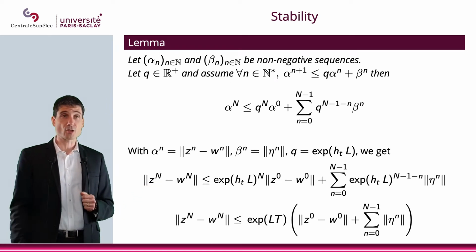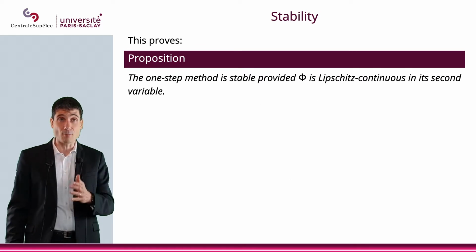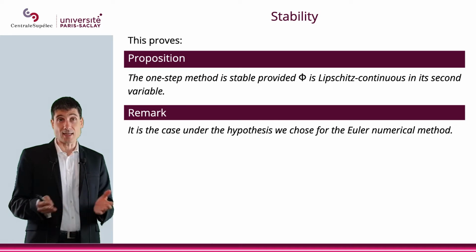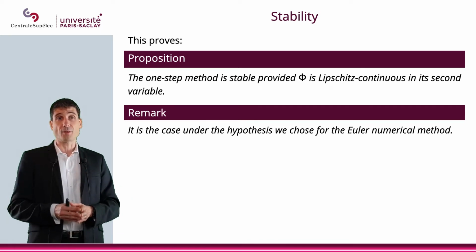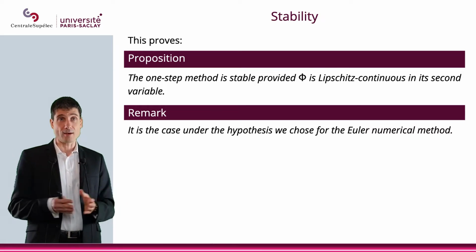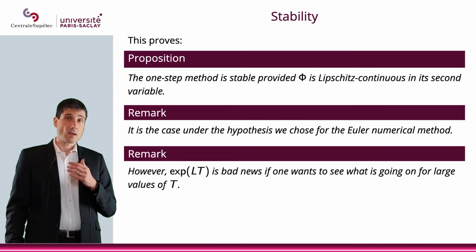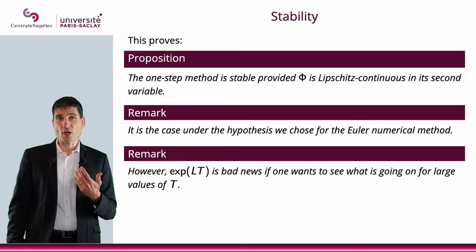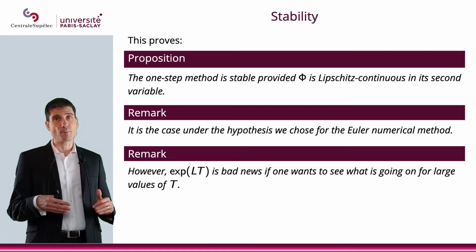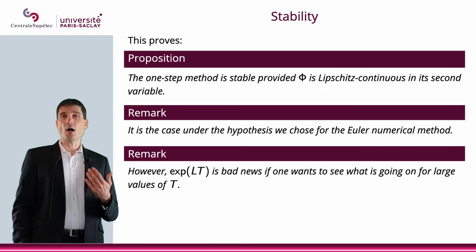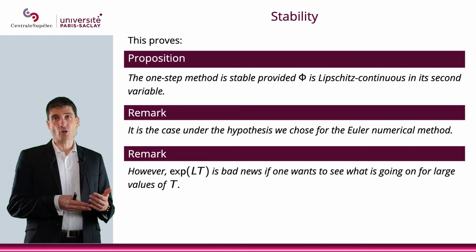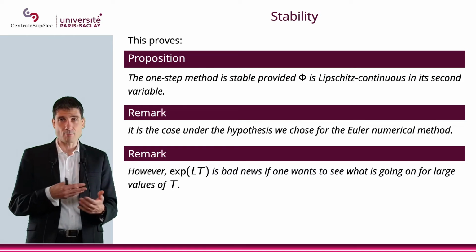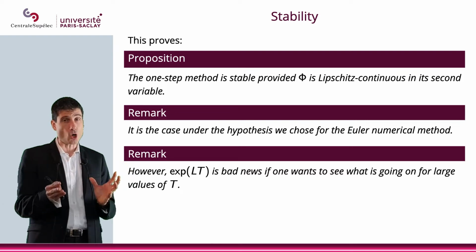So obviously, what we just proved is that the one-step method is stable provided that phi is Lipschitz continuous in its second variable. And obviously, that means that for the Euler forward method, we'll have stability. However, there is bad news. The bad news is that exponential LT means that if we have a very large T, somehow we're bound by something which can be potentially quite large. So that is not great news. Well, if we had not replaced exponential of htL, we would still have the same problem, which is that this expression here, when T is large, can get pretty large.